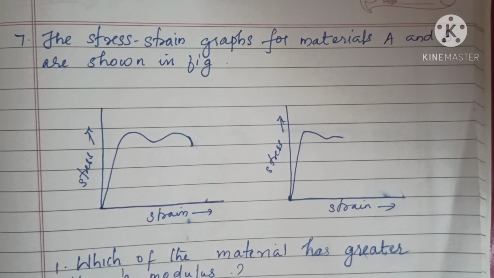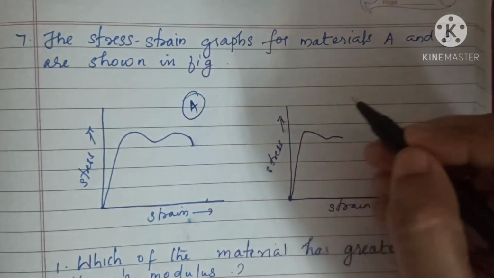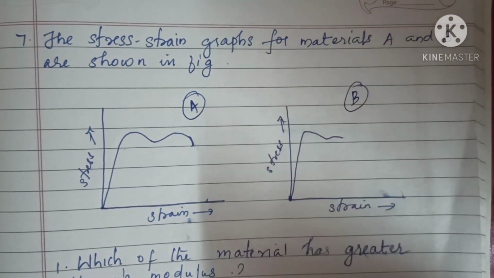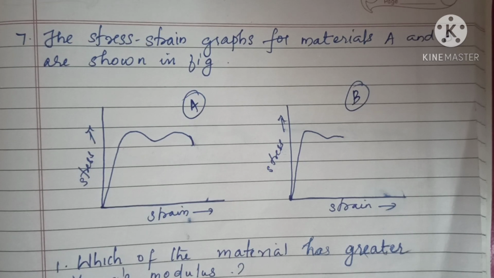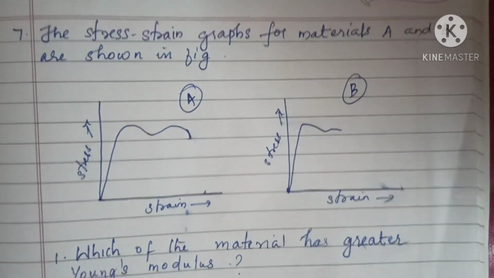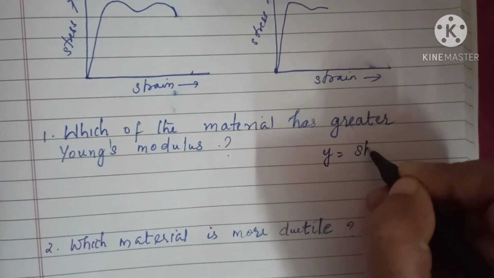The first question is, which of the materials has greater Young's modulus? Because we have two graphs, this is for material A. We don't know the material. This is for material B. So which of the materials has greater Young's modulus? That is your first question. You know Young's modulus is equal to what? Young's modulus is equal to stress by strain.